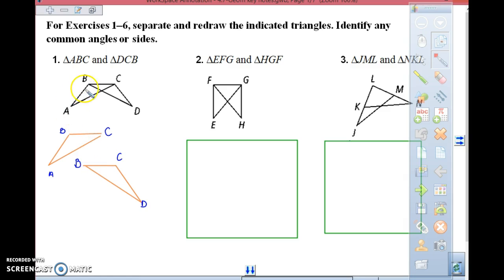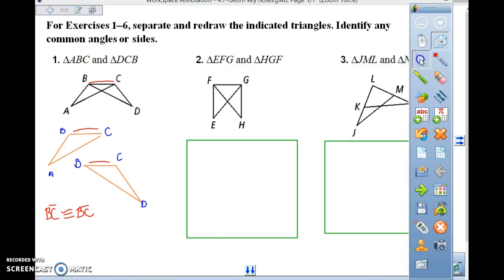On the left, we have triangle ABC. When I redraw triangle DCB, it looks like I have a side that is named the exact same thing, BC and BC. So that would be our common side. So to answer the question, I'm going to say BC is congruent to BC. Notice my notation.